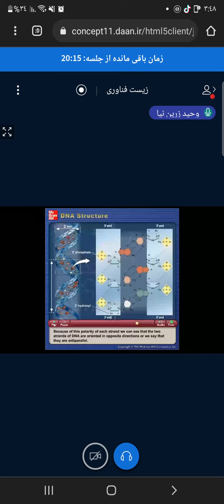Because of this polarity of each strand, we can see that the two strands of DNA run in opposite directions, or we say that they are antiparallel. In three-dimensional space, the two helices are not equally spaced along the axis of the molecule. This creates a major groove and a minor groove, with asymmetric spacing of the antiparallel helix backbones. The major groove and minor groove play important roles in the binding of proteins that regulate gene transcription.